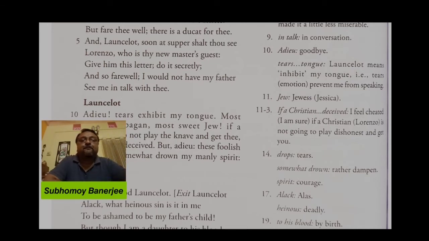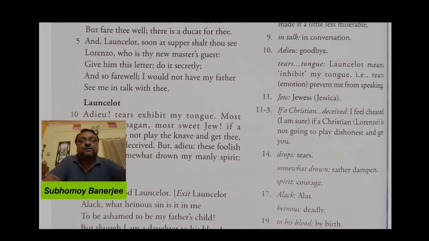Ducat is a coin. And Lancelot, "Soon at supper shalt thou see Lorenzo." So here is the money, keep this money. And Lancelot, one more thing I would like to tell you, that during supper time today or this evening, you are going to meet Lorenzo, who is the guest of your new master. Who is the new master? Bassanio. So at Bassanio's house, there is a supper party. All the friends are supposed to be meeting there. And so when you meet Lorenzo, give him this letter.